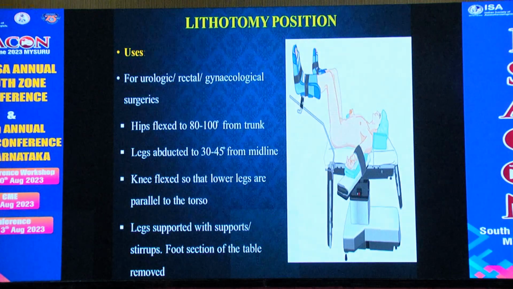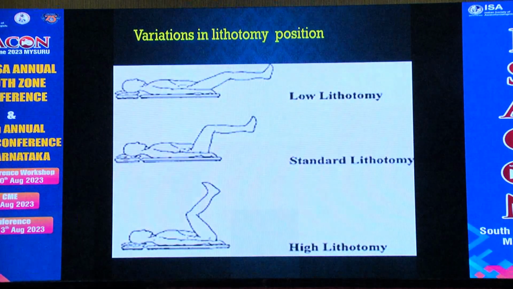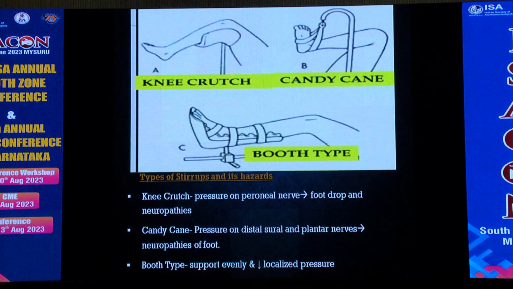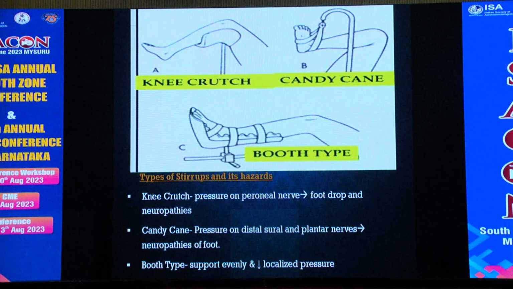Then coming to lithotomy positions, as we all know, the uses are in urological, rectal and gynecological surgeries. Hips are flexed at 80 to 100 degrees from the trunk and legs abducted at 30 to 45 degrees, and the leg is supported with supports and the foot section of the table is removed. So these are the variations: low lithotomy, standard and high lithotomy positions. And what are the stirrups you use? So we use different types of stirrups like knee crutch, candy cane and boot type.